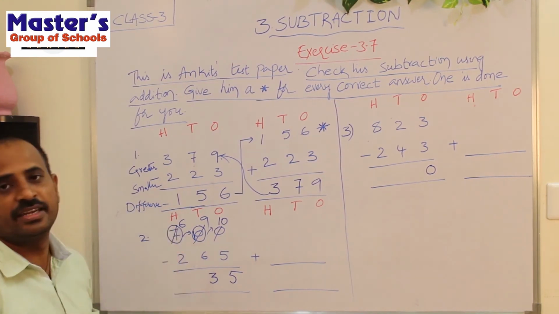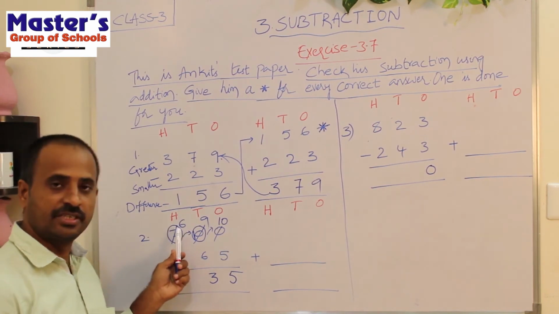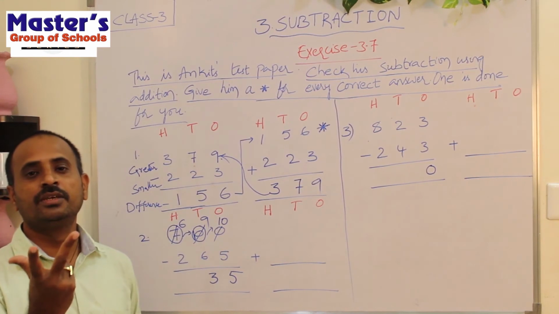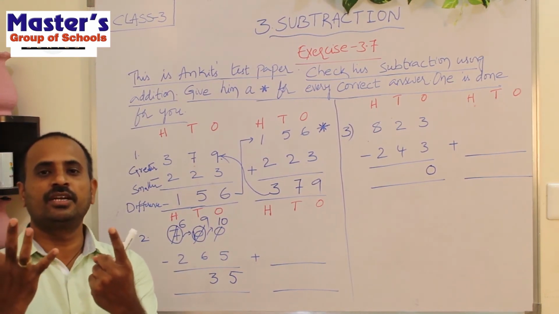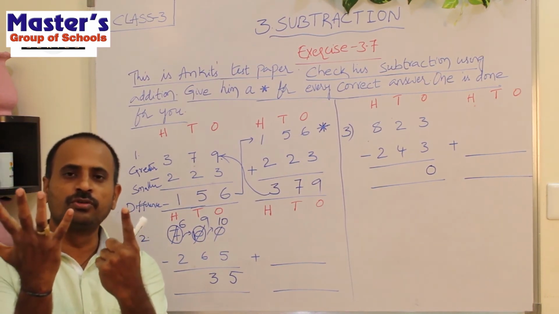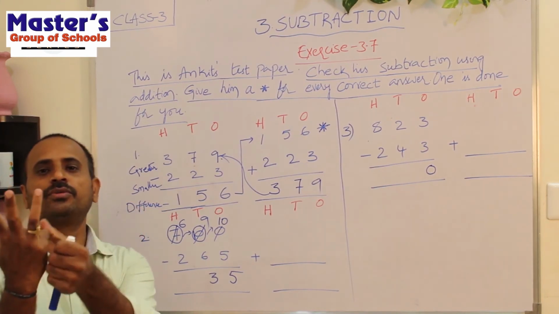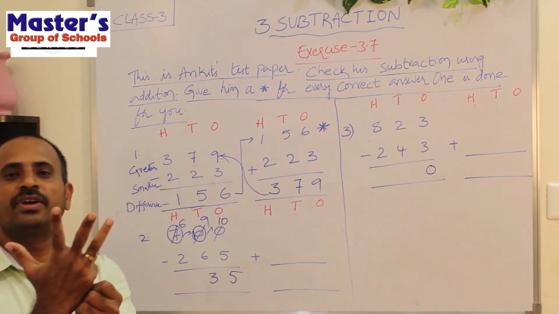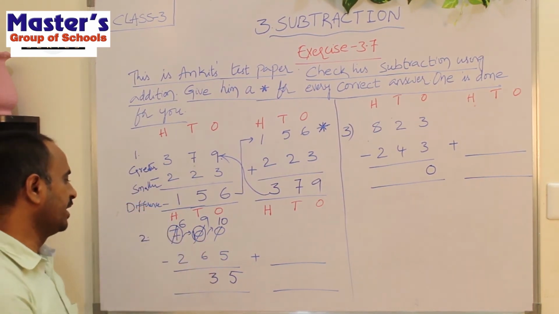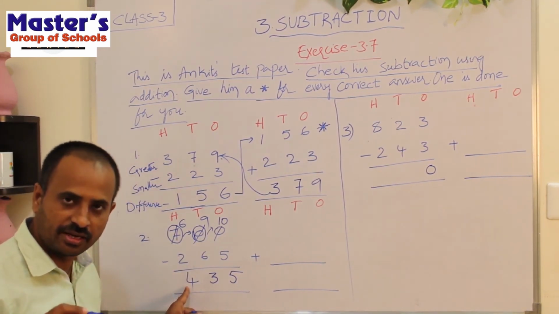What are the digits present in hundreds place? 6 and 2 are present in hundreds place. So what is the first digit? 6. So open 6 fingers of your hand. 1, 2, 3, 4, 5, 6. Children, these are the 6 fingers. And what is the second number there? 2. So close 2 fingers among these 6 fingers. 1, 2. I have closed 2 fingers. Children, how many fingers are remaining? 1, 2, 3, 4. So there are 4 fingers remaining. So write 4 here. So the difference is 435.